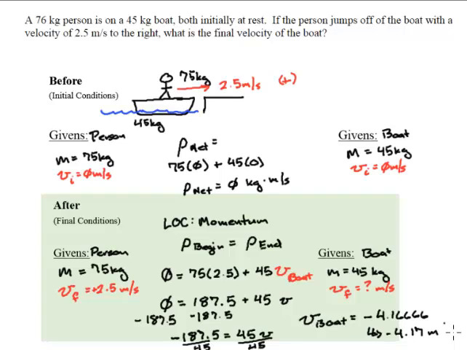And so it would be negative 4.17 meters per second. Now, before you go, Mr. Fay, I don't understand why it's a negative. The reason it's negative is because the boat is traveling in this direction, which is opposing the direction that the man was traveling in.